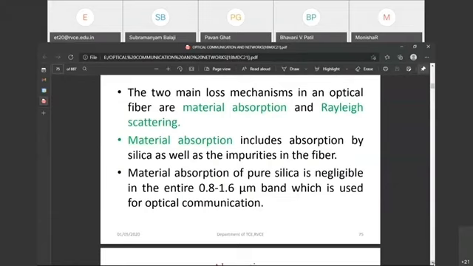Now, what is material absorption? The core and the cladding are both made of glass, predominantly silica. This silica, along with the impurities added to it, will absorb some energy. But we still use it because the material absorption is very low in this particular attenuation band.